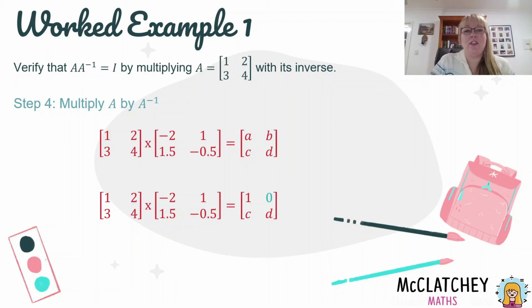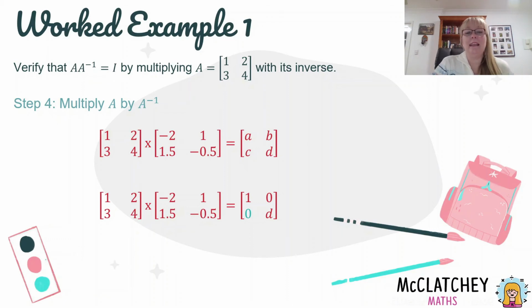And then we've got 3 times -2, which is -6. So we're multiplying row 2 now by column 1. And then we're going to add to that 4 times 1.5, which is 6. So 6 take away 6 gives us nothing again.